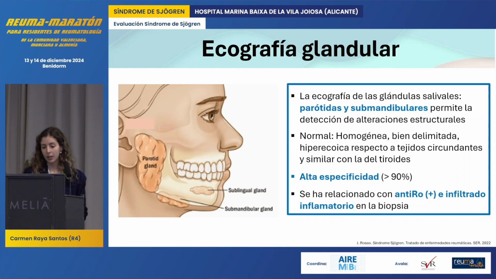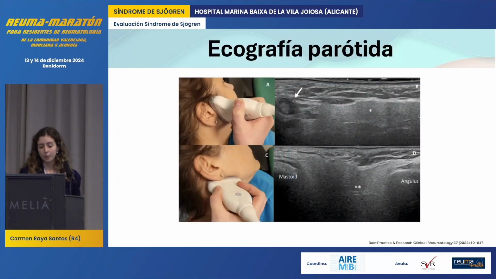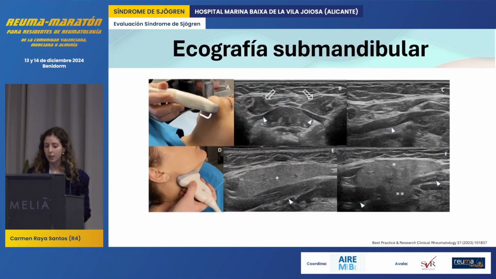And it has been associated, as we will see later, with patients who are anti-Ro positive and have an inflammatory infiltrate in the biopsy. This is how it is assessed using the probe and the normal image of the parotid gland. And this would be with the submandibular gland.